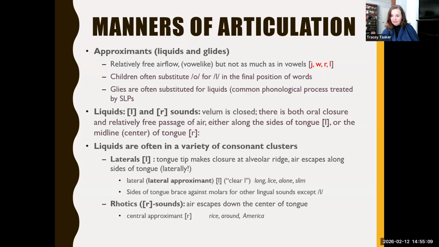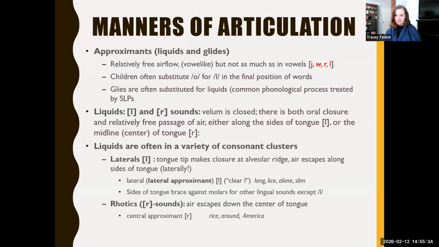This is a very unique articulation movement. For other lingual sounds, the sides of the tongue are often braced against your molars, except for this sound. So this is one that's sometimes harder to remediate because it is so different from other sounds. And your book talked about that a little bit.